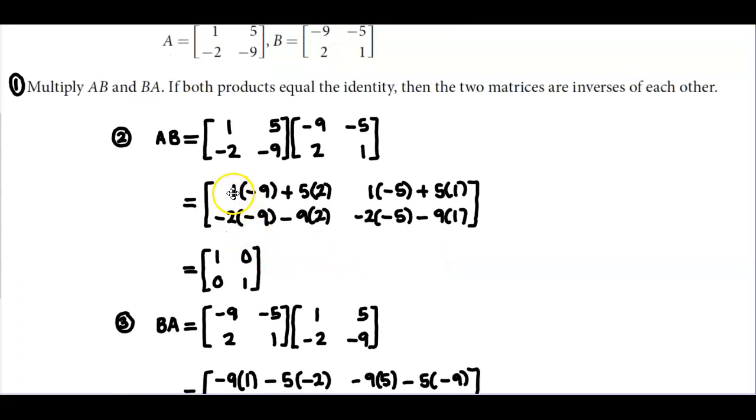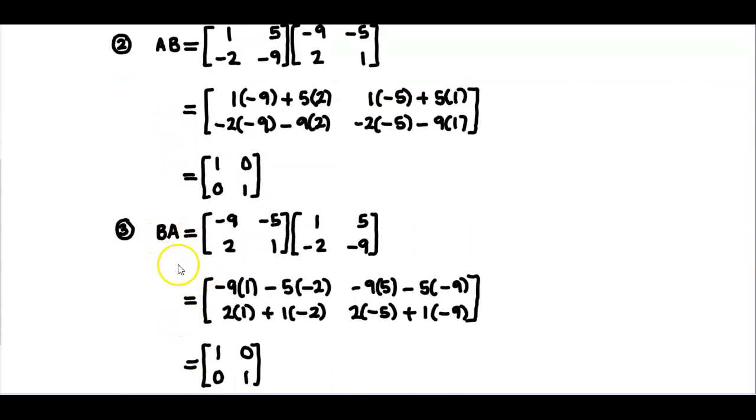So negative 9 plus 10 gives you 1. Negative 5 plus 5 is 0. Positive 18 minus 18 is 0. And 10 minus 9 is 1. So we get the identity matrix when we multiply A times B. Now let's multiply B times A.